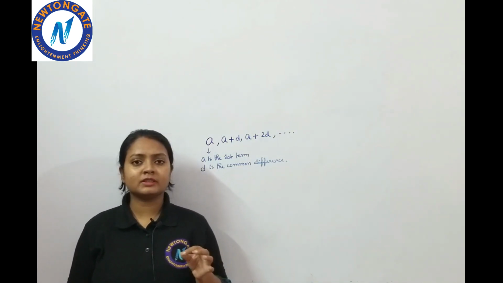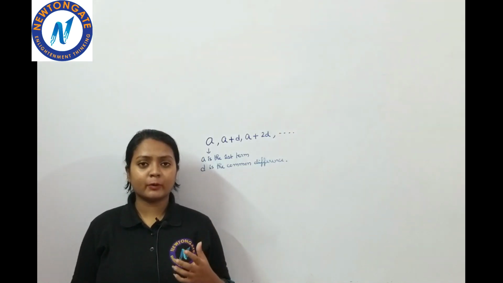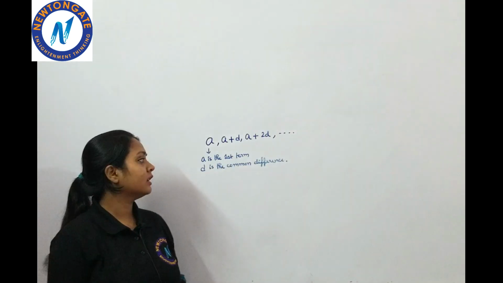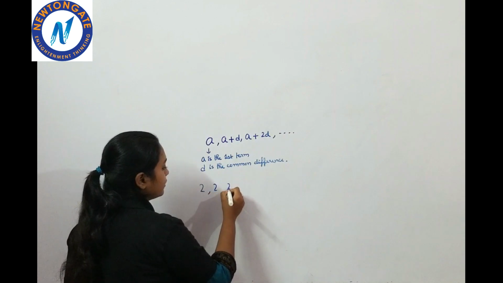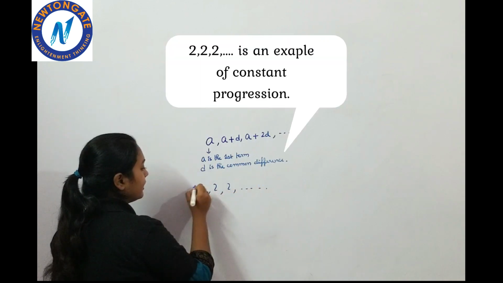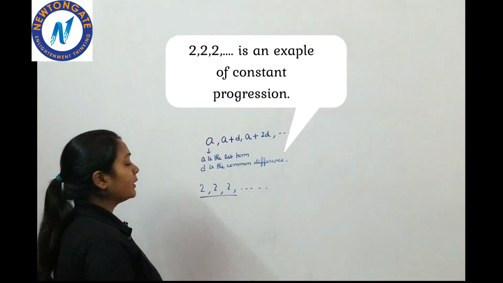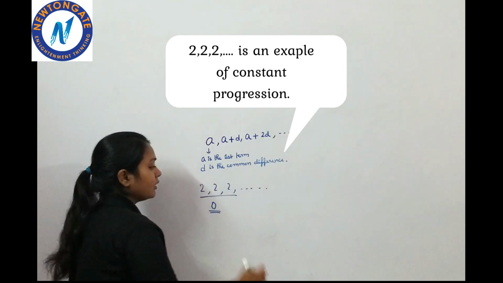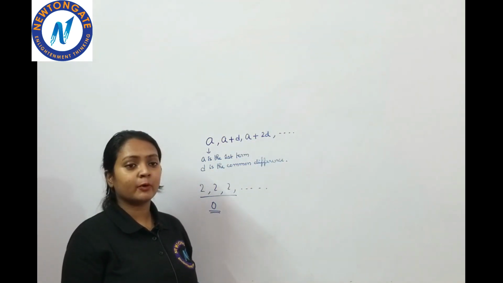If the common difference is 0, then the sequence or the progression is known as constant progression, like 2, 2, 2 and so on. In this progression, the common difference between two terms is 0. So, this progression is known as the constant progression.